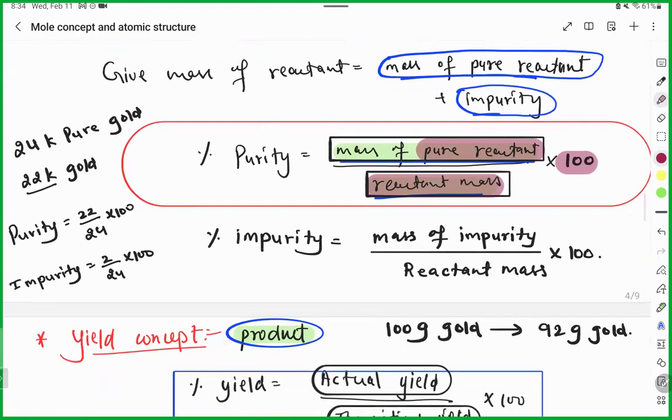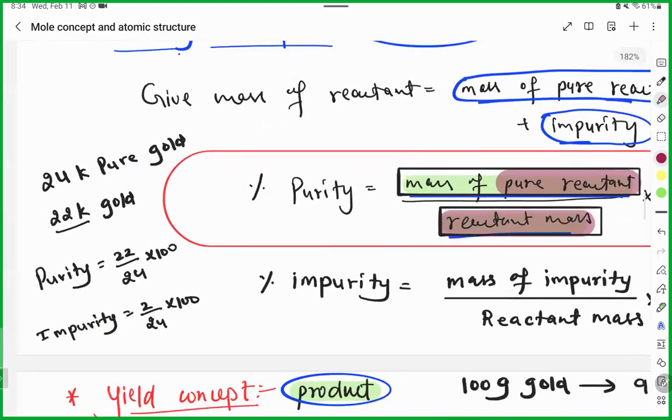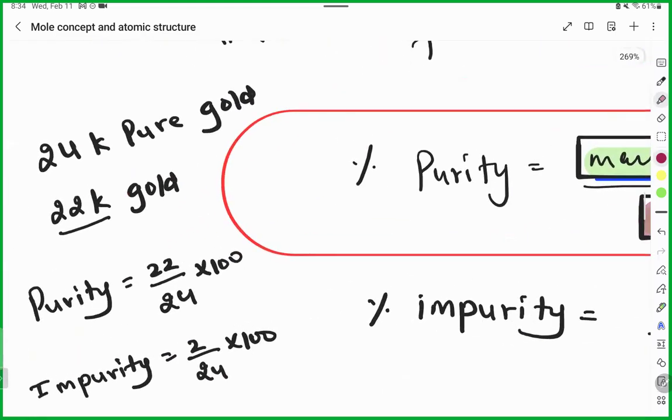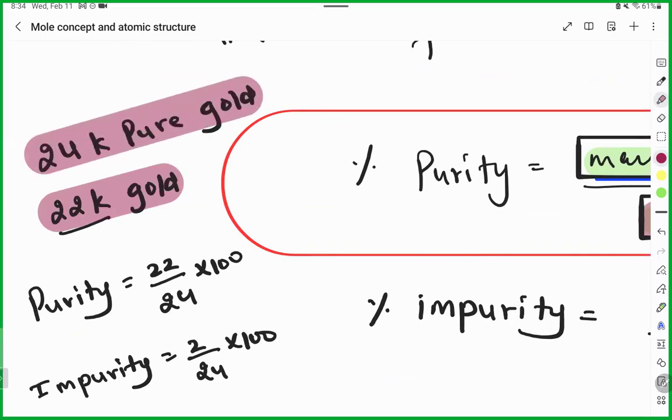Got it? Same thing is written here. Example, you take 22 carat gold and pure gold is 24 carat. How to calculate purity? 22 carat divided by 24 multiplied by 100. What will be the value? 2200 divided by 24. Let me calculate.